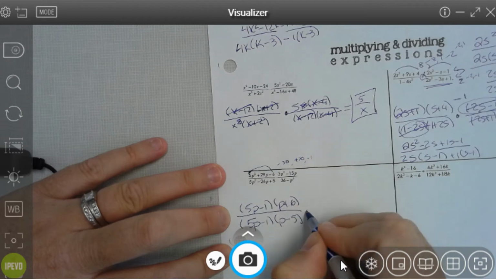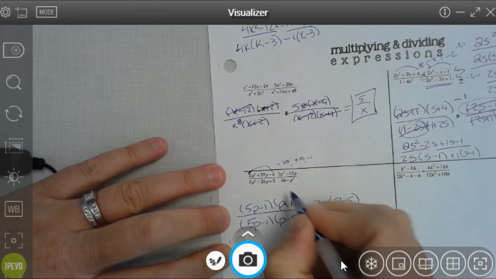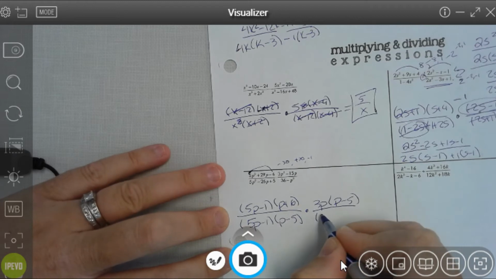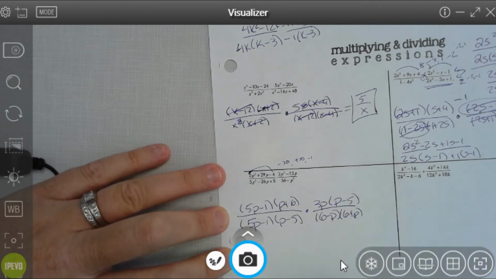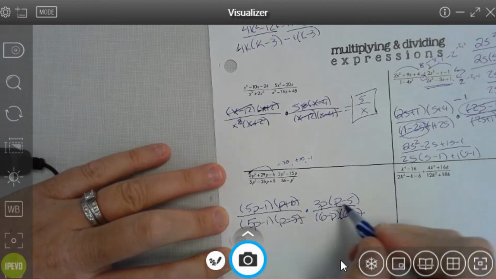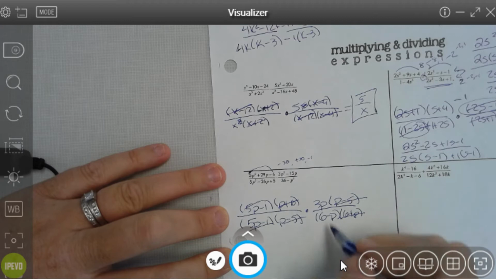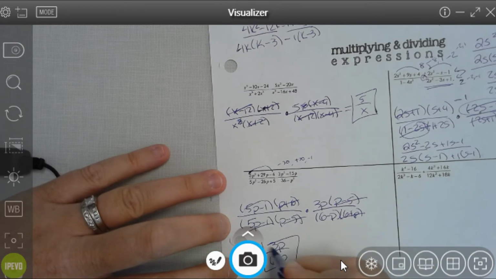On this one, I'm going to pull out my GCF, which is 3p. This is a difference of squares. Remember that's the plus and minus. So 6 minus p and 6 plus p. Now you can start canceling what's the same. So that's the same. Those are the same. Those are the same. So I end up with 3p over 6 minus p.